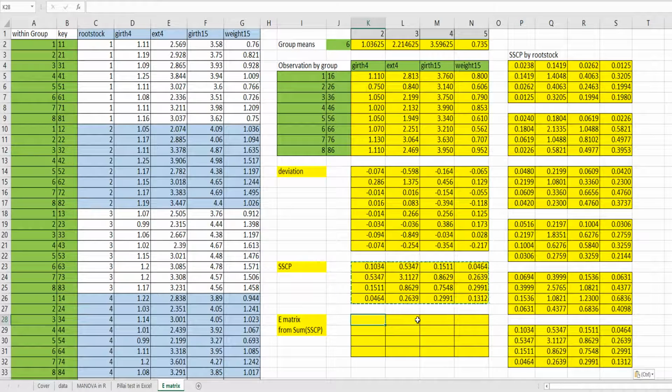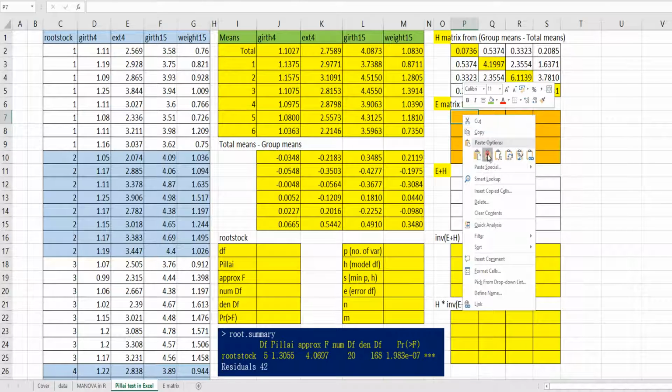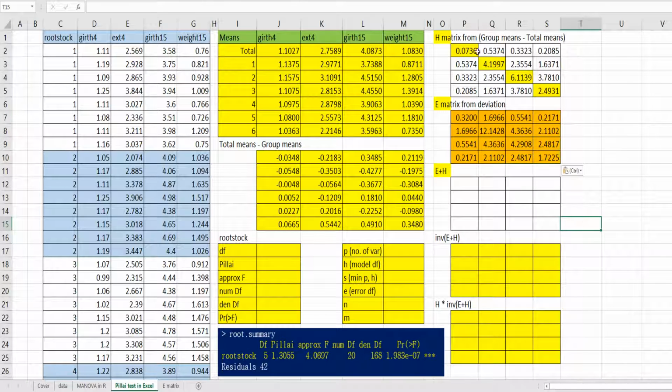Alright, then finally the E matrix can be calculated from these 6 SSCP matrices. So this one, the first cell. So we can sum up the first cell values. So this is the E matrix from the SSCP matrix of each group. So let's copy and paste it here. Alright, so H matrix and E matrix.